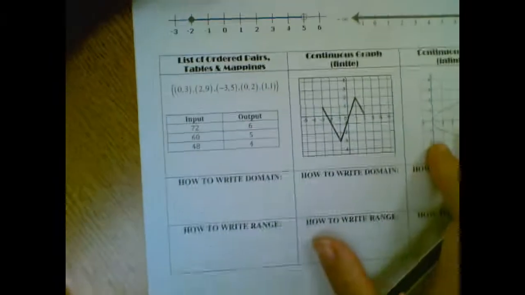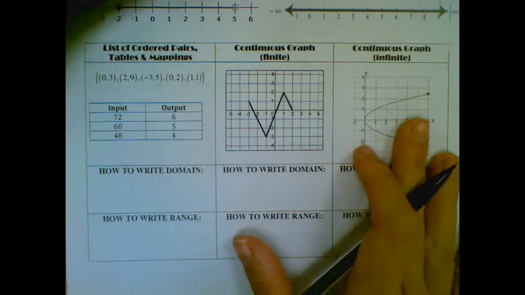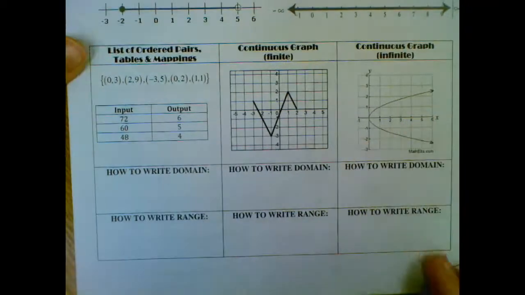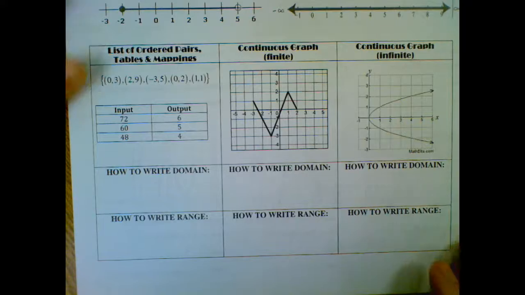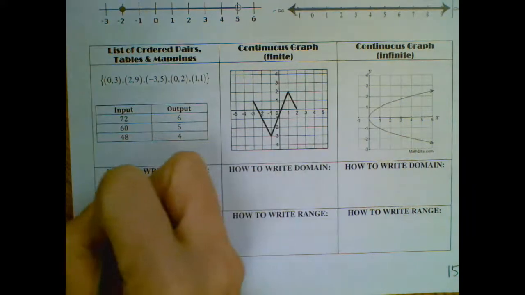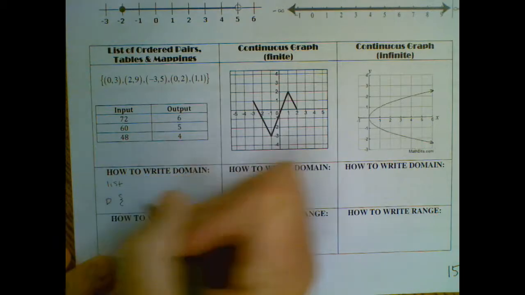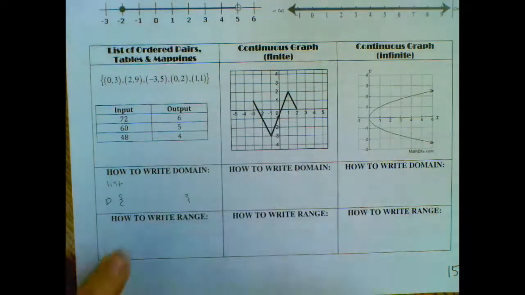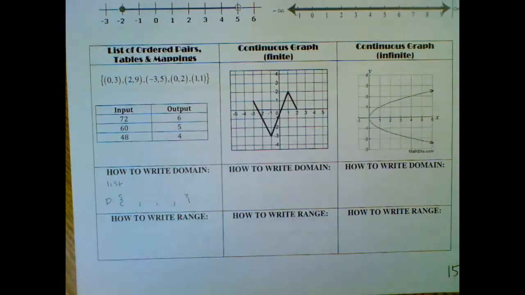Okay, group, let's go ahead and take a look here at this table at the bottom. So first we have a list of ordered pairs, a table, or mapping. Whenever we have something like this, the way that we write the domain is by a list. So we would do domain, curly bracket, and we put the numbers in here with commas separating them.